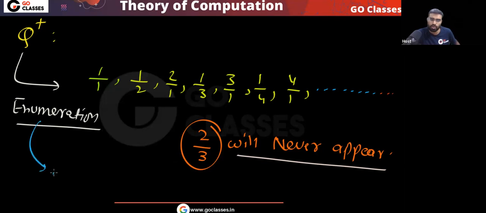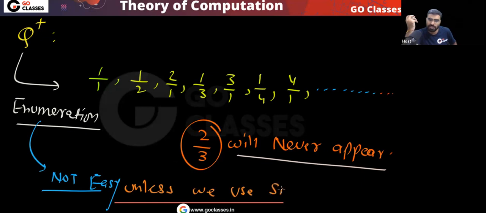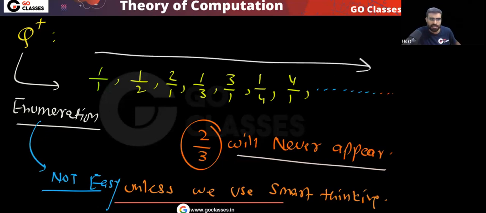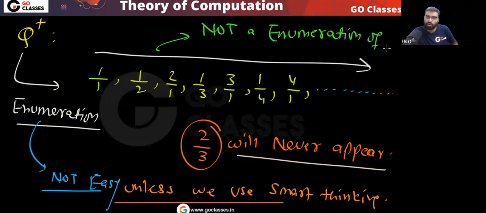This enumeration is also not easy. But I can give you, with smart thinking. If you randomly give me this sequence, then 2 by 3 will never appear. So I can say this is not a sequence, this is not an enumeration of Q plus.